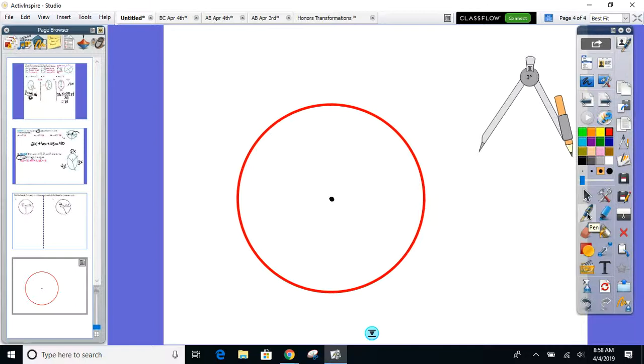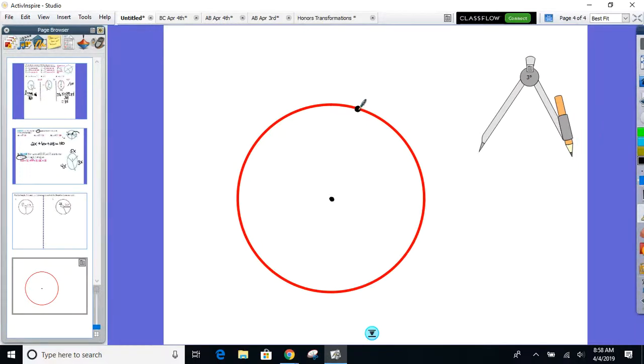Okay, every group's got a circle. We're getting there. What I'd like you to do, so the same person or somebody else in the group wants to contribute, put a point somewhere on the circle. On the circle, everybody. Okay, take a straight edge. Connect your center and that point, and you've constructed a what? A radius. Perfect.